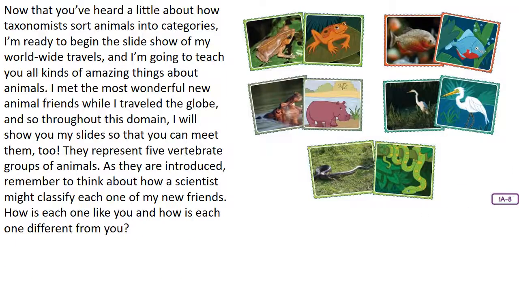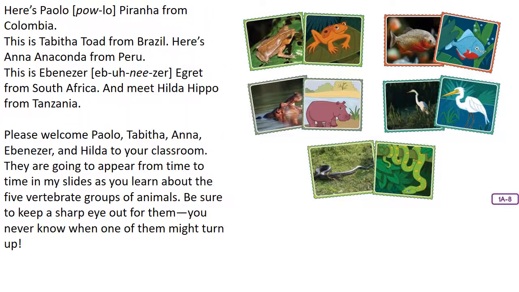Amazing. Now that you've heard a little bit about how taxonomists sort animals into categories, I'm ready to begin the slideshow of my worldwide travels, and I'm going to teach you all kinds of amazing things about animals. I met the most wonderful new animal friends while I traveled the globe. So throughout this domain, I will show you my slides so you can meet them too. They represent 5 vertebrate groups of animals. As they are introduced, remember to think about how a scientist might classify each one of my new friends. How is each one like you, and how is each one different from you?